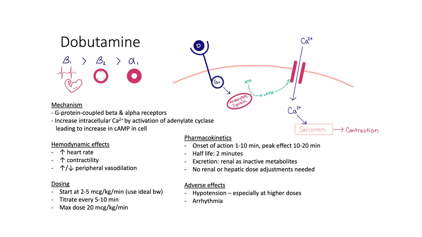Beta-1 effects increase heart rate and contractility, while beta-2 effects cause vasodilation, which contributes to one of its adverse effects of hypotension, which may require concurrent use of a vasopressor. It does have some alpha-1 effect that will counter some of the beta-2 vasodilation. Dobutamine can cause or worsen tachycardia and increases the risk of arrhythmia at any dose.